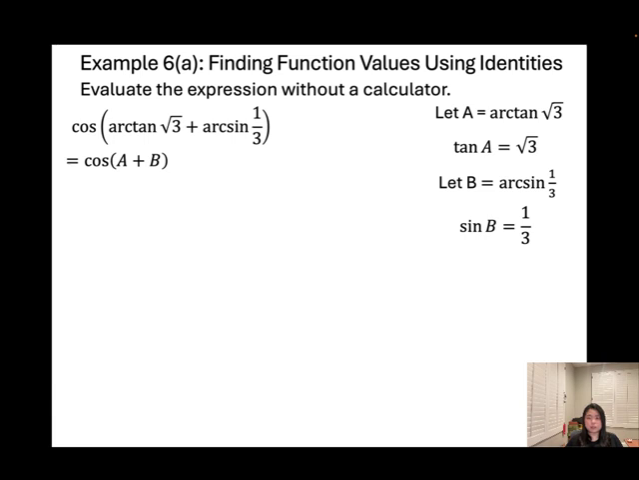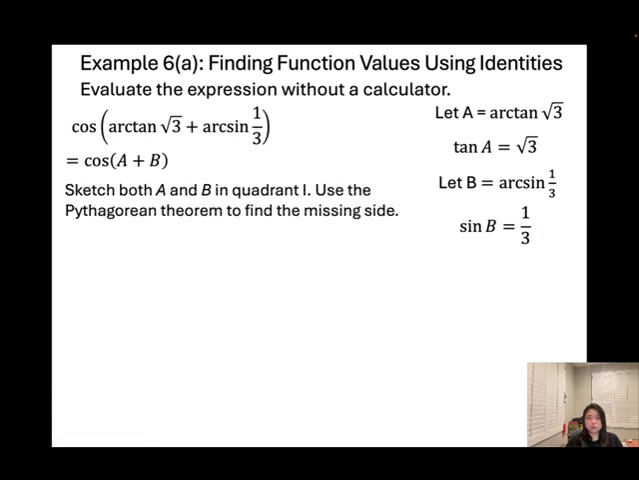Think about it. A should be in which quadrant? Think about the range of the arctangent. The range of the arctangent is quadrant 1 and quadrant 4, right? And tangent is positive in quadrant 1. So angle A should be in quadrant 1. Same idea for the arcsine. The range of the arcsine is quadrant 1 and quadrant 4 again. So since the sine is positive, that will be in quadrant 1 also. So both A and B are going to be in quadrant 1.